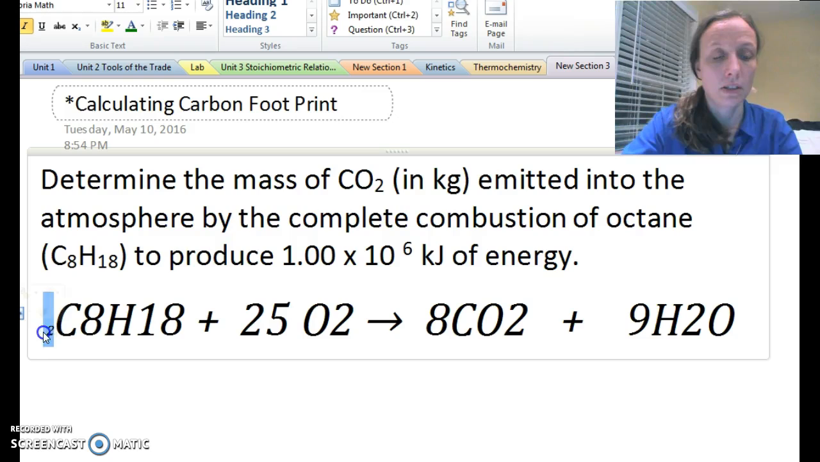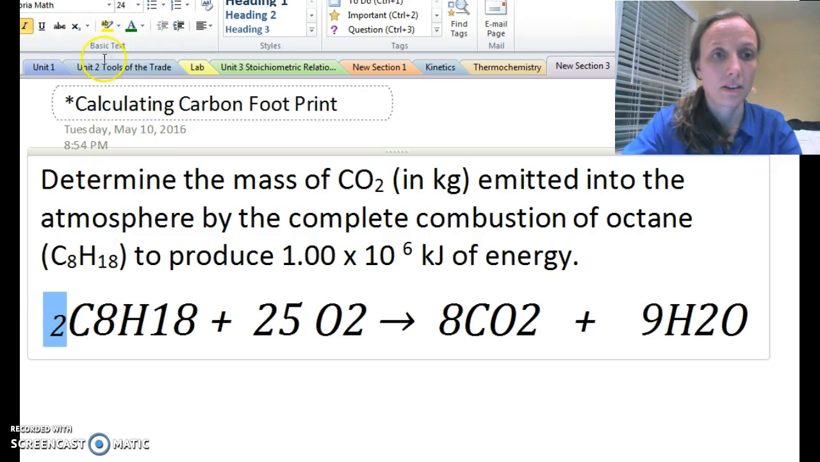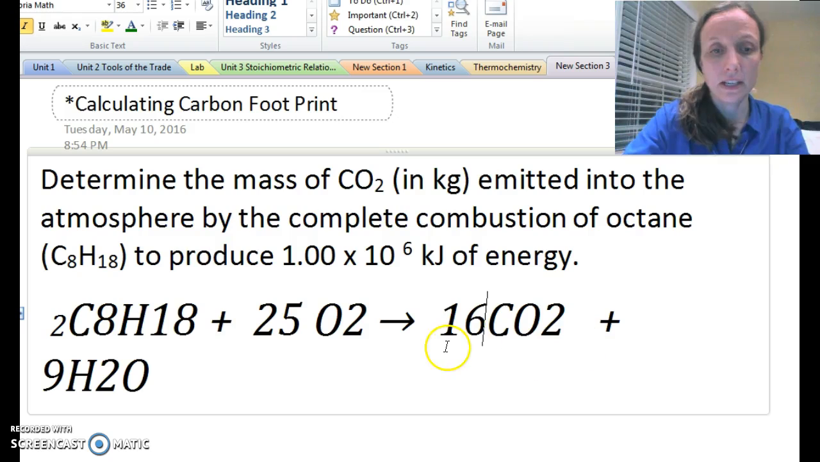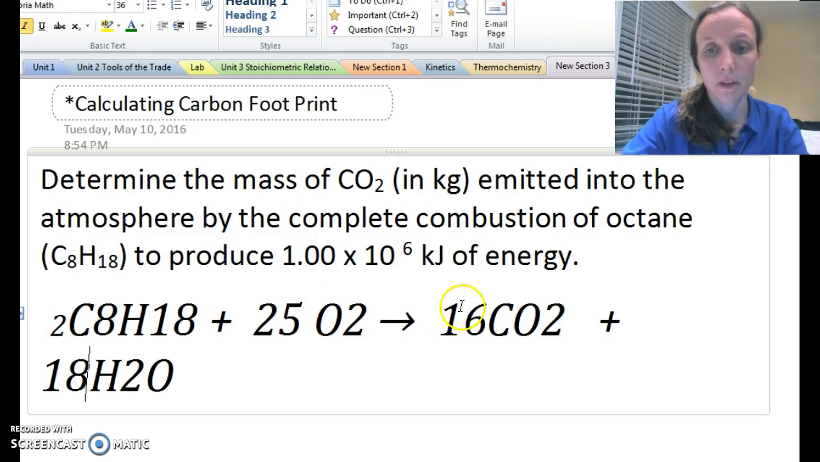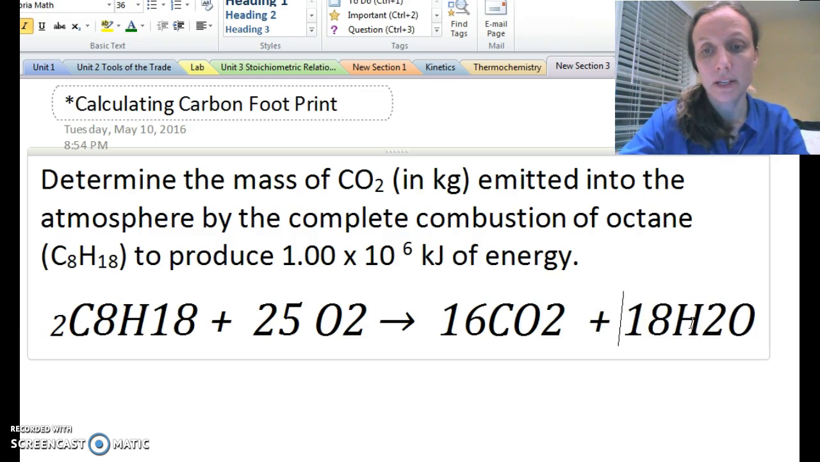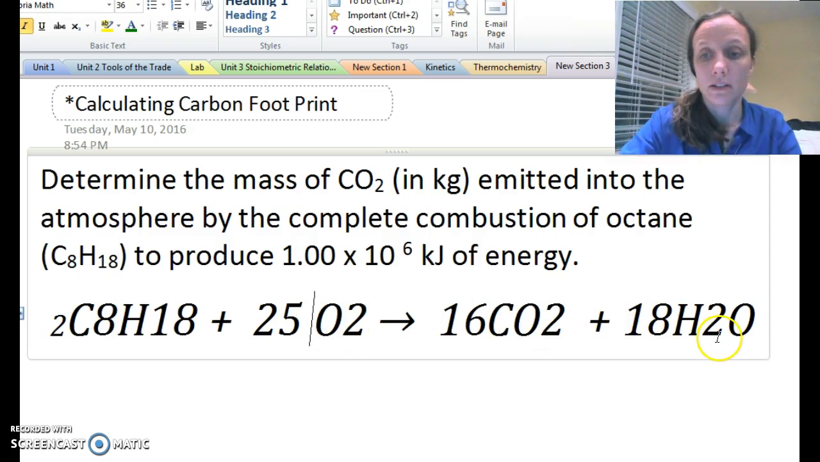Okie dokie. Okay, so we're going to leave that like that. 16, and then 18 will be here. And then if you count all of your atoms now, you'll see that they're all fine.